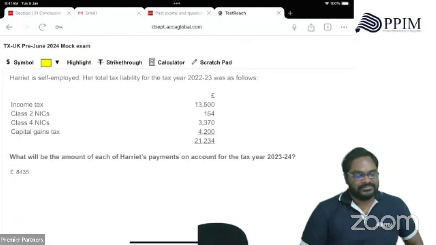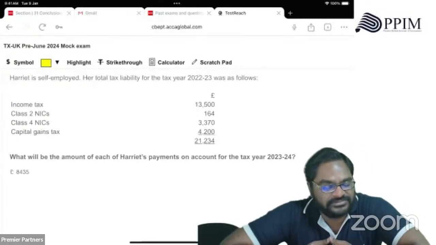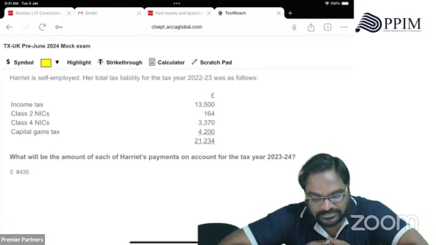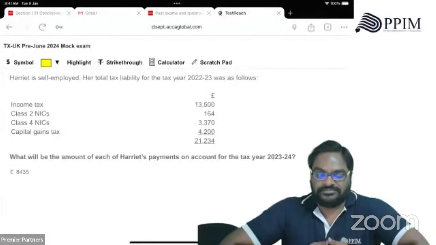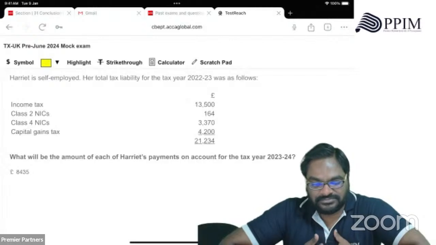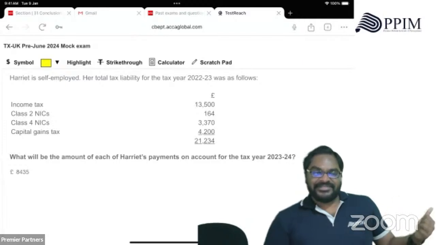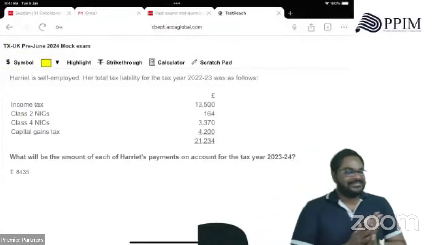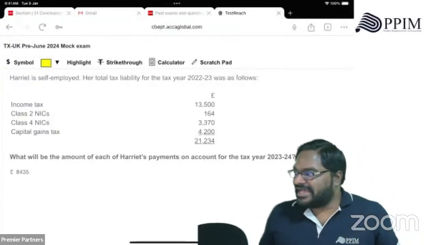So now, what I'm studying, they're asking what will be the amount of the payment on account, being self-employed. So that's 2 and 4 plus 2 and 4 calculated from the... Okay. So 2 and 4 already given for 22, 23. So for the 23, 24, on what amount do we calculate the 2 and 4? Tax admin. Payment on account. The last class that we did.